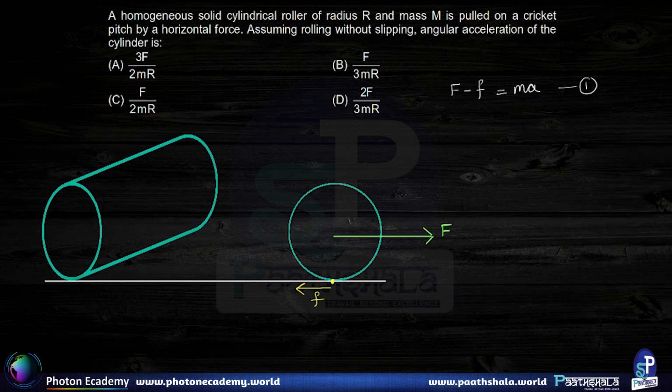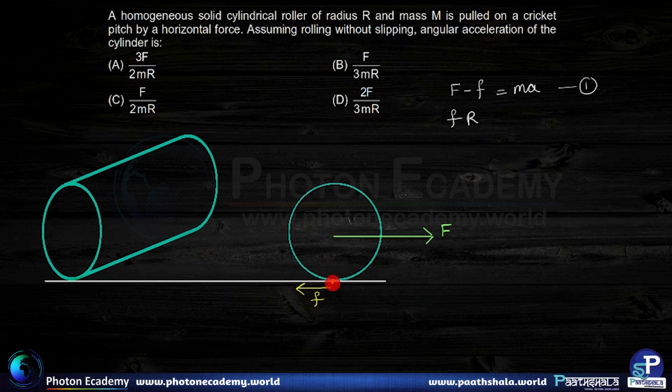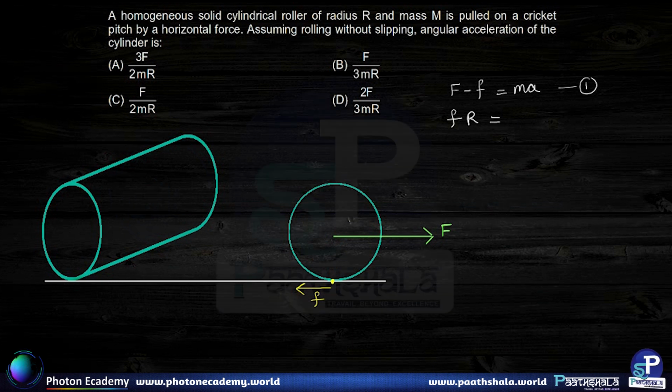Equation number 2 is about the center of mass. Friction is the only force that will provide torque. So this force f into this perpendicular distance r, so f r is the torque, and we ignore the value of sin 90 because it is going to be 1. So instead of writing f r sin 90, I am just writing f r. This is going to be equal to I alpha. Now I for this cylinder happens to be half m r square about the center of mass. So this is going to be equal to half m r square into alpha. This is our equation number 2.